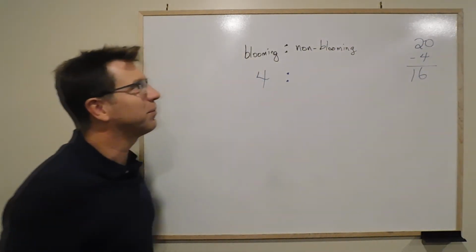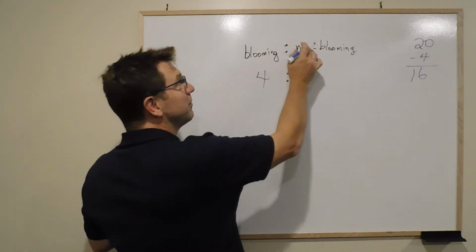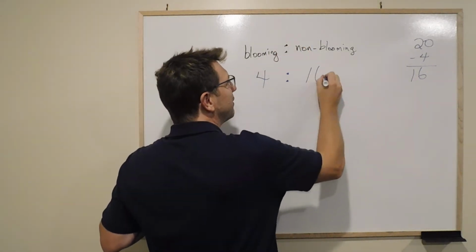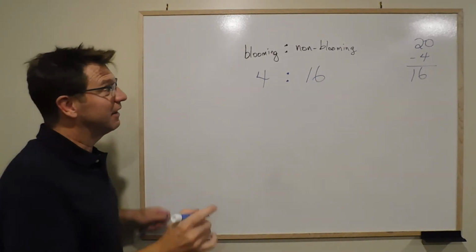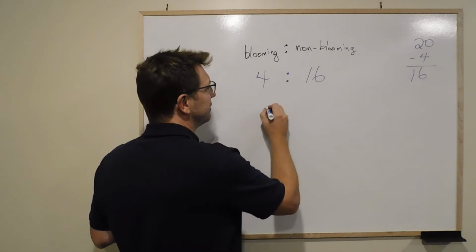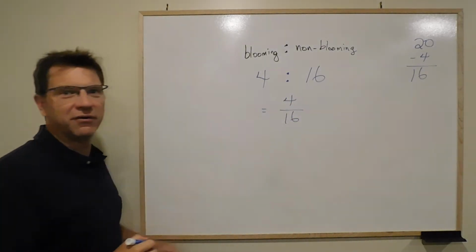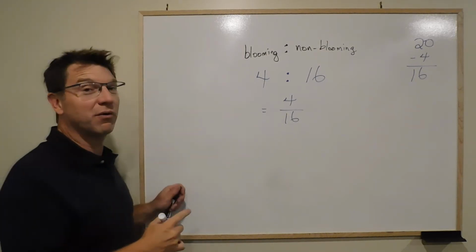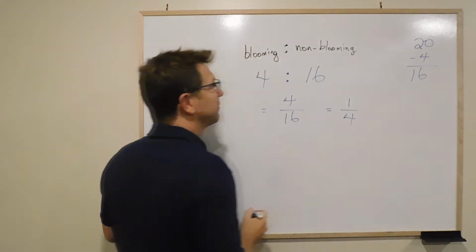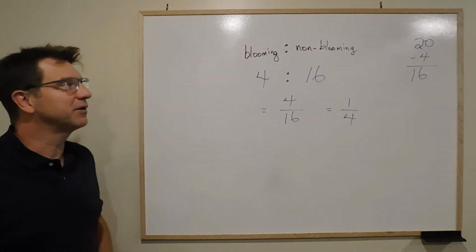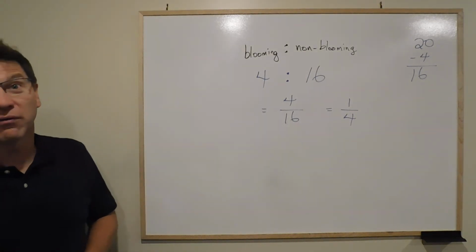That means there's not 20 that haven't bloomed, that means there's 16 that haven't bloomed. Because the blooming plus the non-blooming have to be 20, so that's 4 to 16. Okay? If we write it as a fraction, we could write it as 4 over 16. And if we reduce the fraction by taking a 4 out of each, we could reduce that to 1 over 4. Okay? So our ratio of blooming to non-blooming, 4 over 16, which is reduced to 1 over 4.